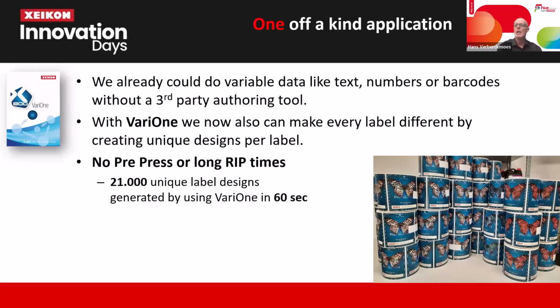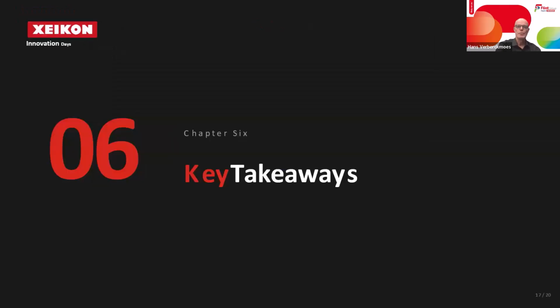I hope the image is quite visible, but here we have 20,000 unique label designs, so the butterfly changes. And it took only 60 seconds to make those designs. And most likely you are now not believing me, but I suggest you come over to XEIKON where we can show it live. We also have some nice webinars on that, but we made 20,000 unique label designs in only 60 seconds. So again, a very important add-on for your workflow.